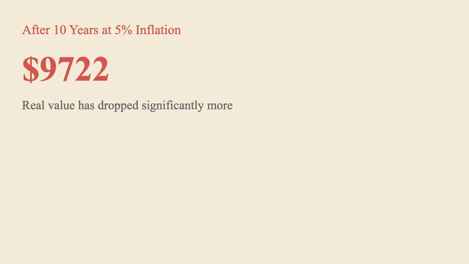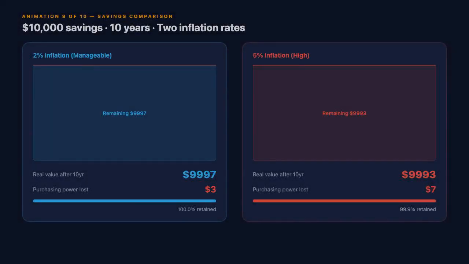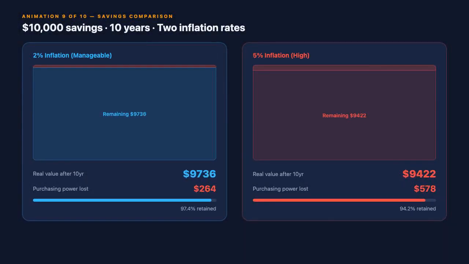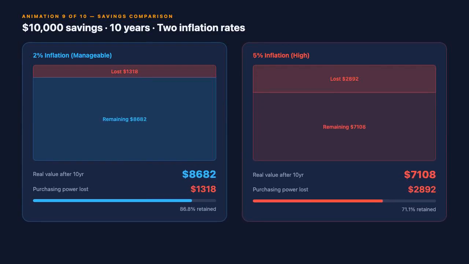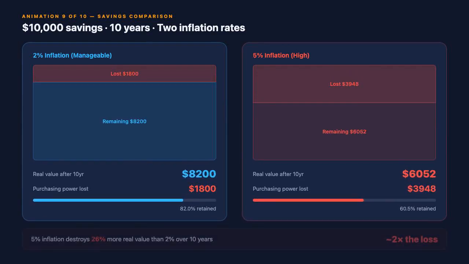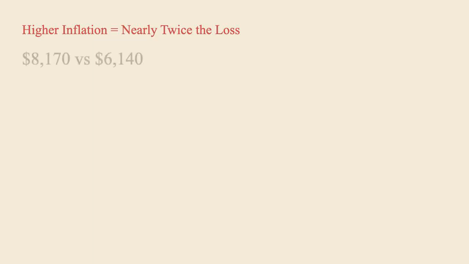After the same 10 years, the real value drops to roughly $6,140. The animation places both outcomes on the same screen, so the difference in lost purchasing power becomes unmistakable. The higher inflation rate produces nearly twice the real loss over the same period.